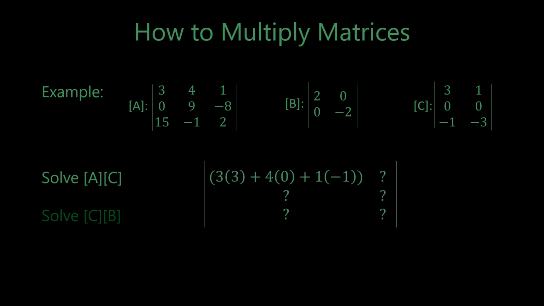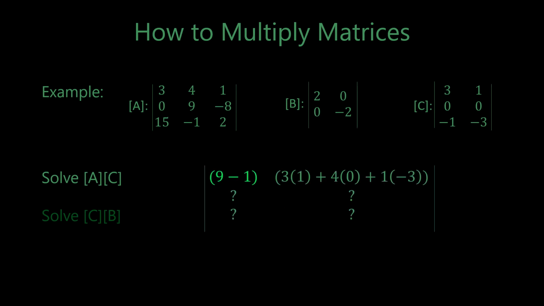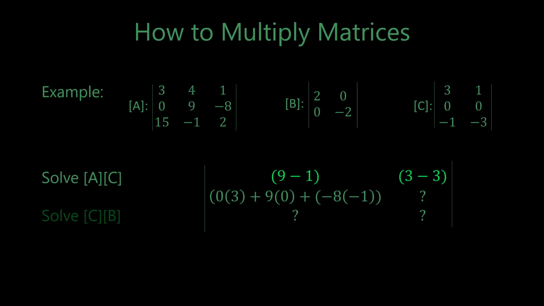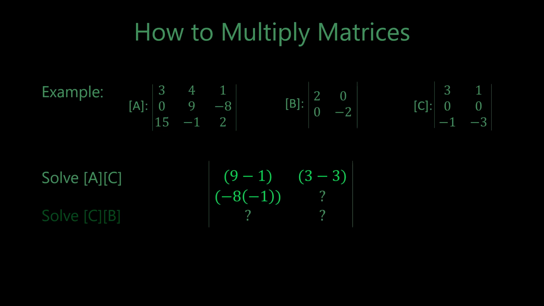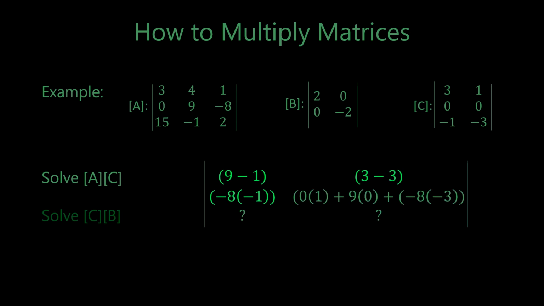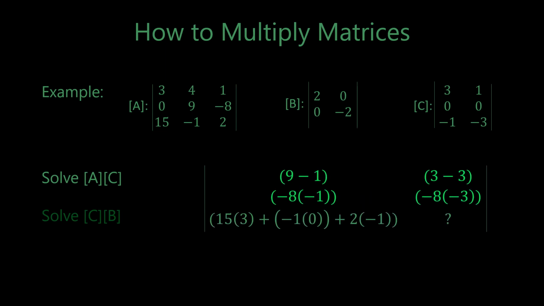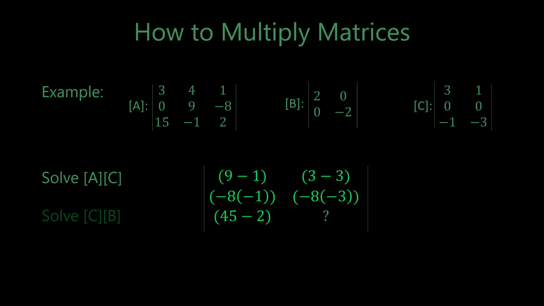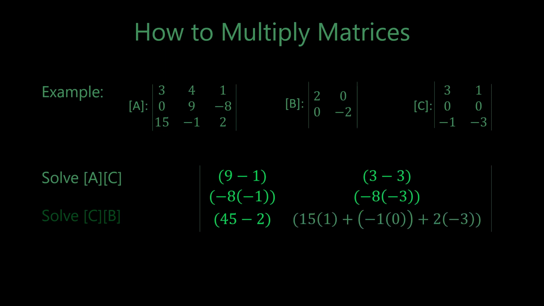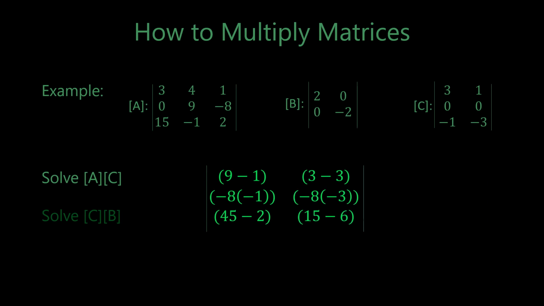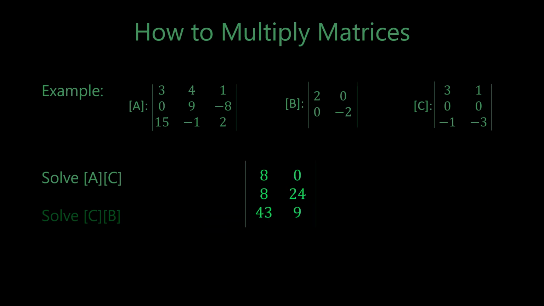So we're going to get 3 times 3 plus 4 times 0 plus 1 times negative 1, so 9 minus 1. 3 times 1 plus 4 times 0 plus 1 times negative 3, or 3 minus 3. Then we get 0 times 3 plus 9 times 0 plus negative 8 times negative 1, and that's negative 8 times negative 1. Then we get 0 times 1 plus 9 times 0 plus negative 8 times negative 3, so negative 8 times negative 3. 15 times 3 plus negative 1 times 0 plus 2 times negative 1, which is 45 minus 2. And 15 times 1 plus negative 1 times 0 plus 2 times negative 3, which comes out to 15 minus 6. And then we just reduce our answers.